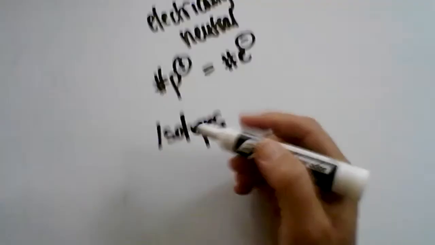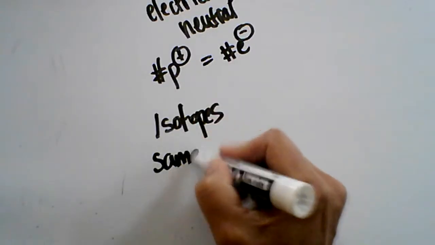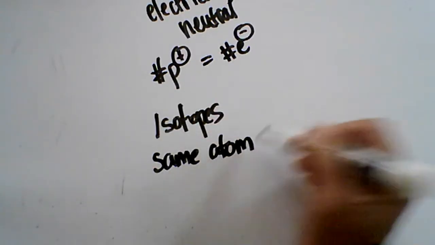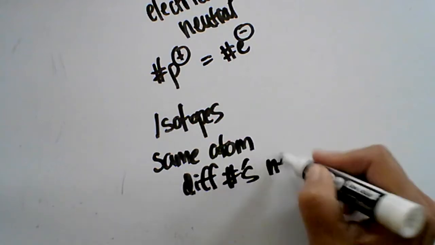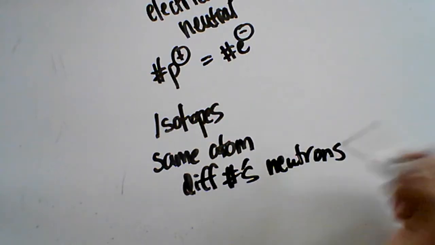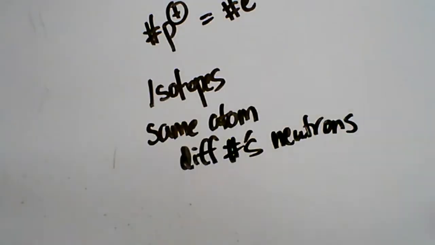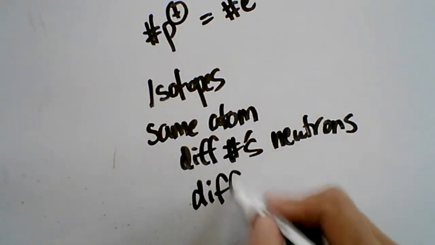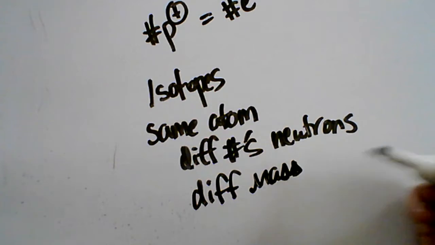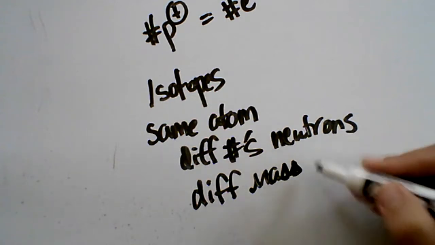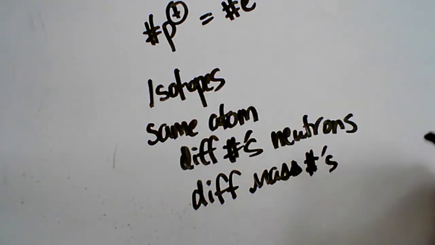Note that atoms can have multiple isotopes. It's the same atom with different numbers of neutrons. Because they have different numbers of neutrons, they have different masses, different mass numbers, okay? I'll probably remake this video better when I have more time.